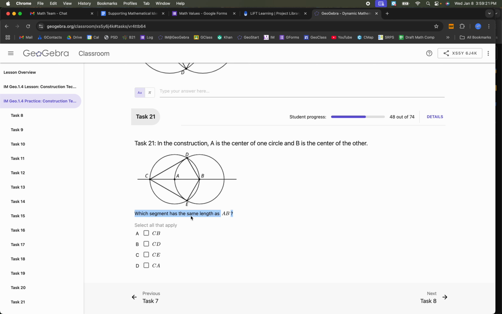Which segment has the same length as AB? So you look through here and you test each one. Is the first one the same length as AB? Is the second one the same length as AB? Is the third one the same length as AB? Is the last one the same length as AB? Right? Answer the question.